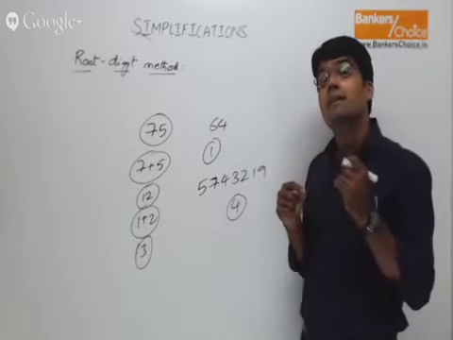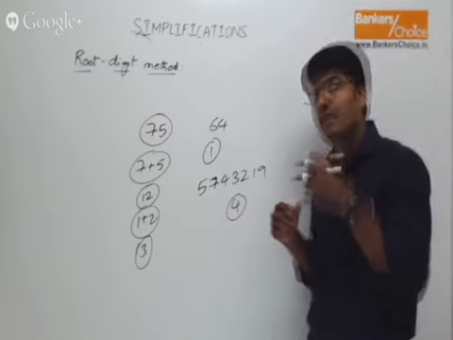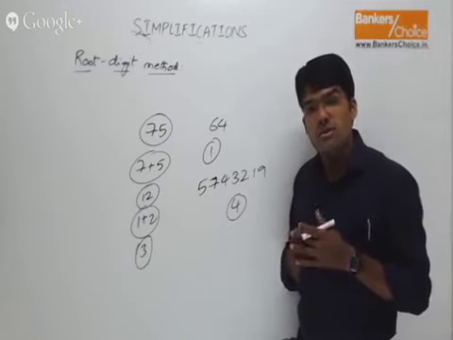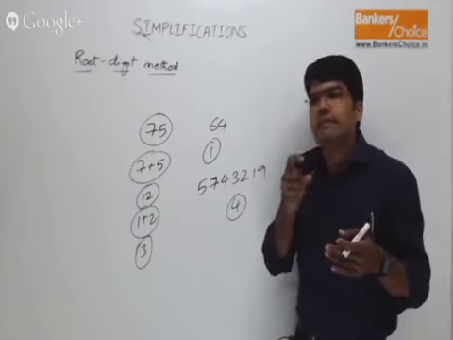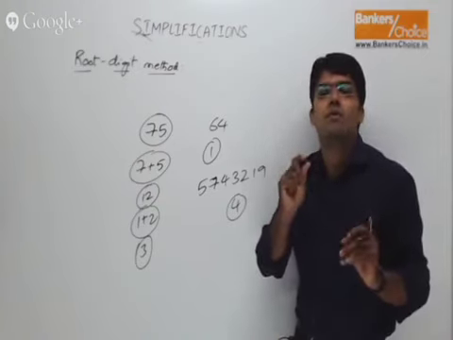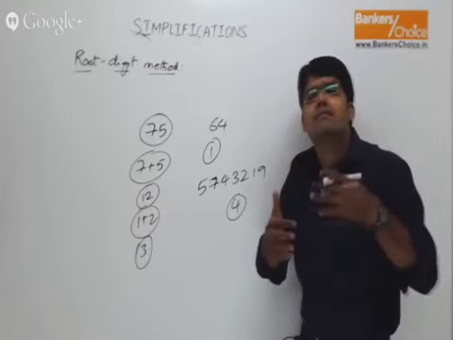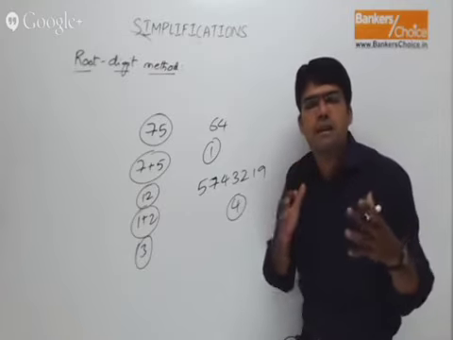There's another way of calculating the root digit. I mean, not another way, I should say, but a smarter way of getting a root digit. Remember, as per Vedic mathematics, the ancient Indian mathematics, 9 is considered to be the most powerful digit. It's the most powerful number, right? There are reasons behind that. Let me not get into the details of that.